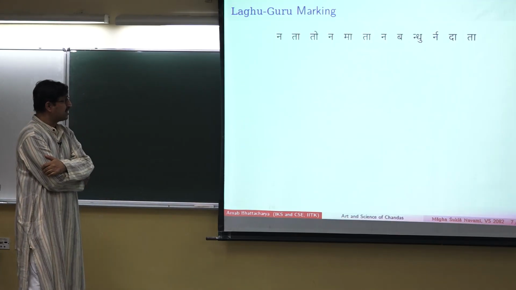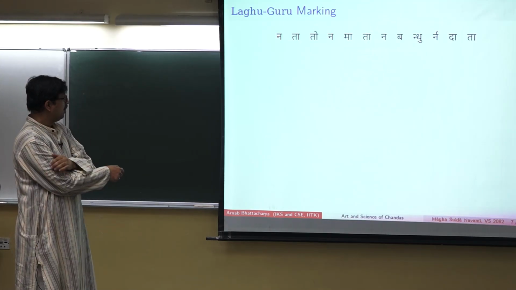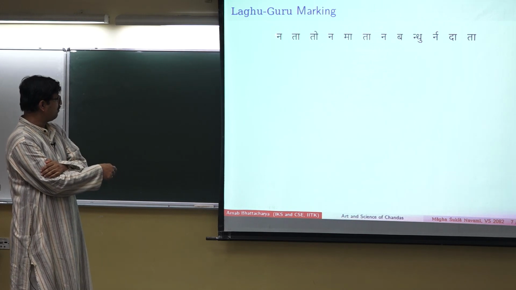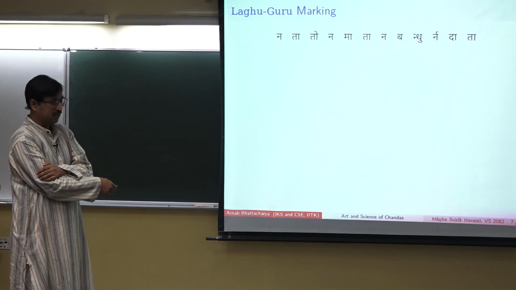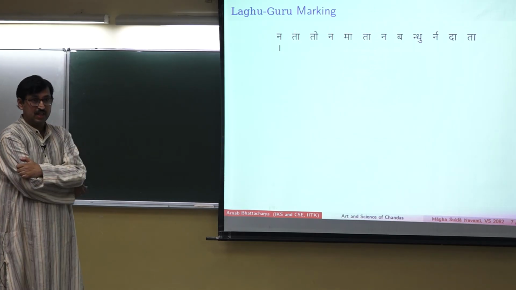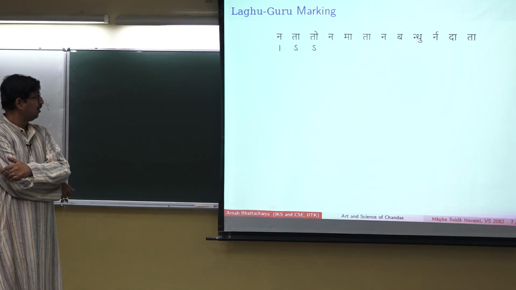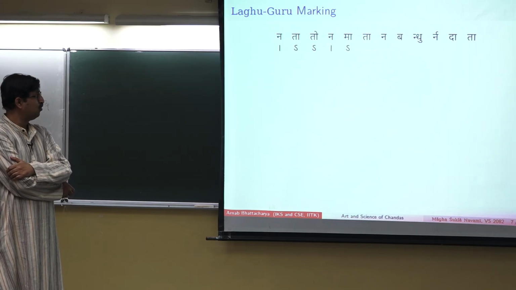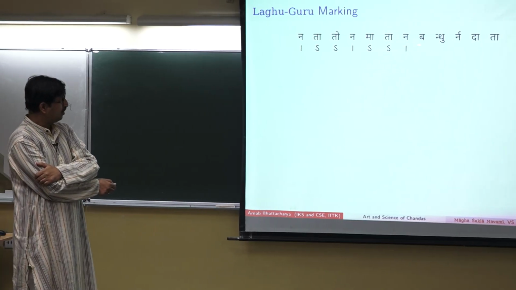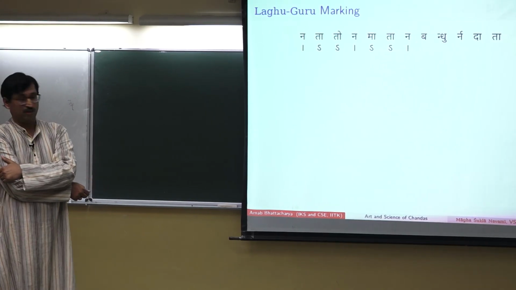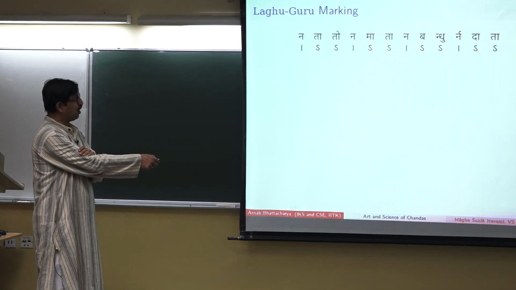Okay, now let's try to see the Laghu Guru marking of the first line of the first sloka. So, na tato, na mata, na bandhur, na data. So the first one, na, is a simple A without any conjunct following it. So this is Laghu. Then the second one is Guru. Second is To, which is again Guru. Then Laghu, Guru, Guru, Laghu, then Guru. This is Guru because although this is Ba, it is followed by a conjunct. So now you see the pattern. Laghu, Guru, Guru, Laghu, Guru, Guru, Laghu, Guru, Guru.